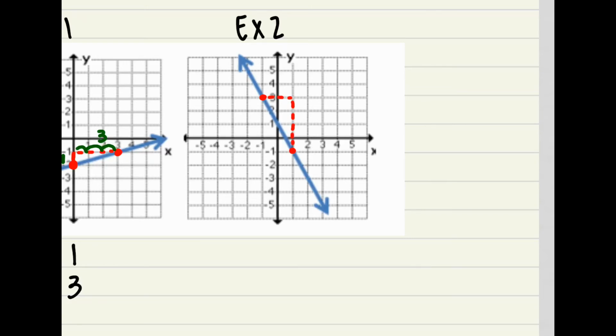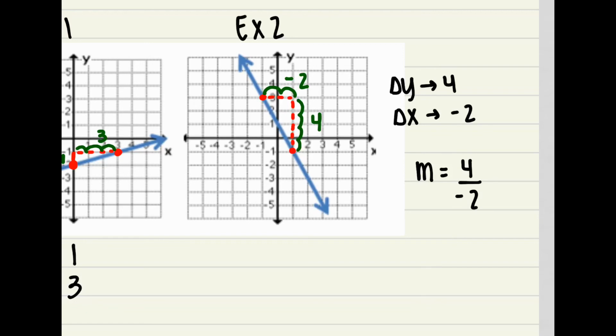My change in y, I go up 1, 2, 3, 4. But I go to the left 1, 2 for my change in x, which means I go -2. So my delta y, or my change in y, is 4. My delta x, or my change in x, is -2. So my slope, we do change in y over change in x, so 4 over -2. And remember, we need to reduce that. So 4 divided by -2 leaves me with -2.